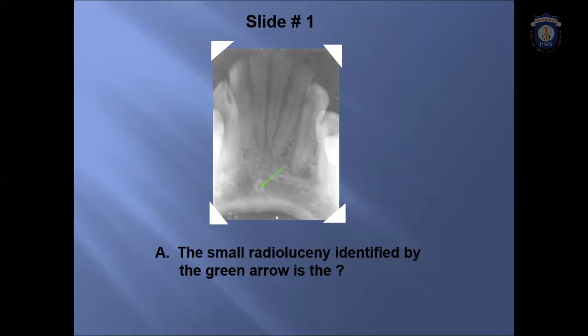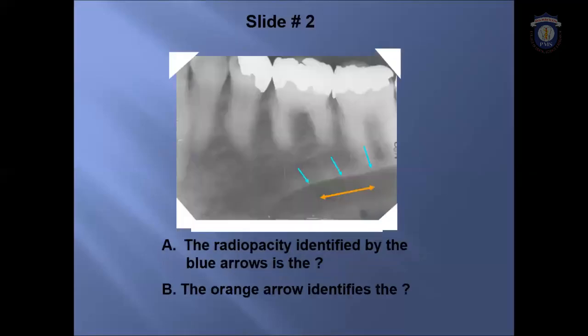Yes, it is the lingual foramen. So the tiny radiolucency which is present in the periapical region of the mandibular incisors is the lingual foramen. And what about the radiopacity just surrounding this lingual foramen, which is seen as a circular radiopacity? That is the genial tubercle. Now coming to slide number 2, here you can see blue arrows. The blue arrow is indicating a thick radiopaque band. And what is this thick radiopaque band? That is the mylohyoid ridge.